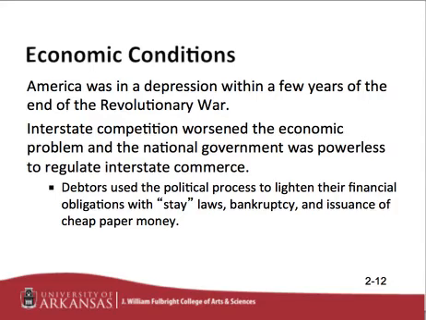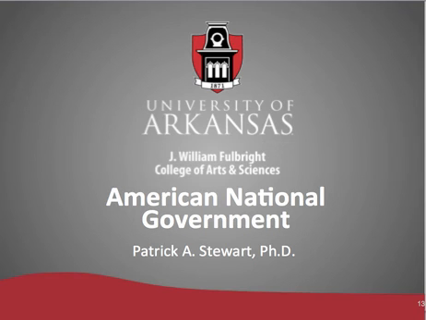Now, ultimately, the economic conditions in the few years after the end of the Revolutionary War led to a depression, and this depression was worsened by interstate competition. And the national government itself was powerless to regulate interstate commerce. So what we saw is that debtors used the political process to lighten their financial obligations. They did so through such things as stay laws, bankruptcy, and issuing of cheap paper money. So what we saw is a form of trade wars between the states themselves, which in turn set the stage for the new Constitution. This is American national government.